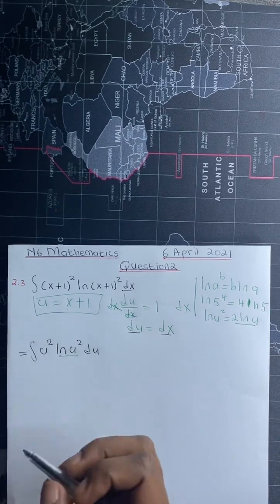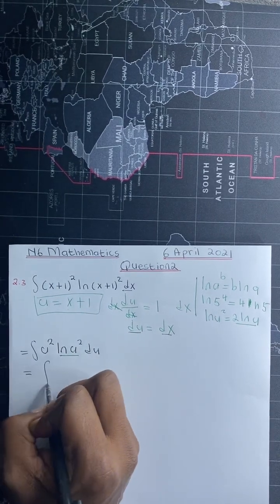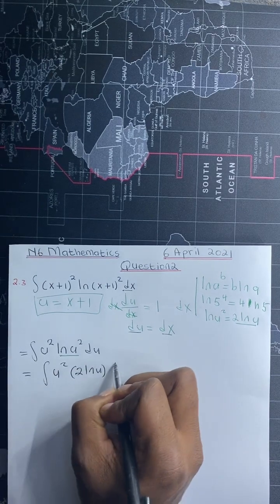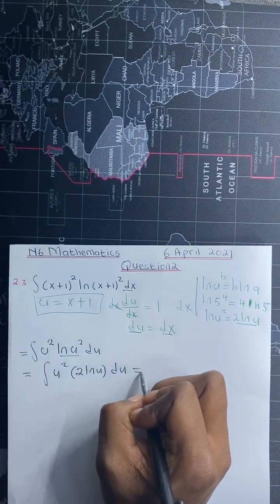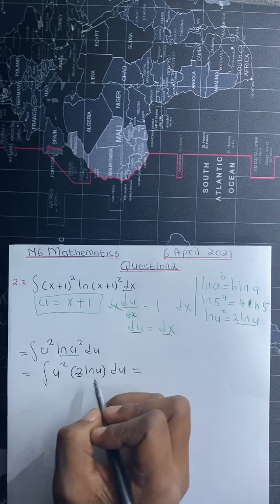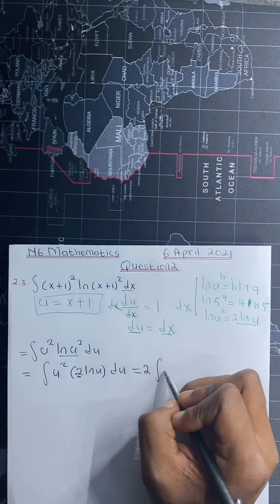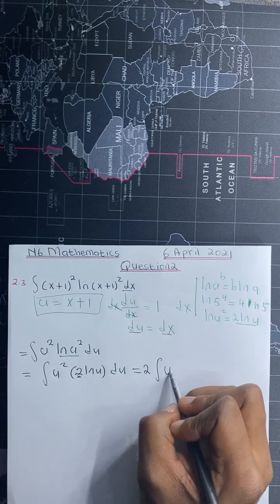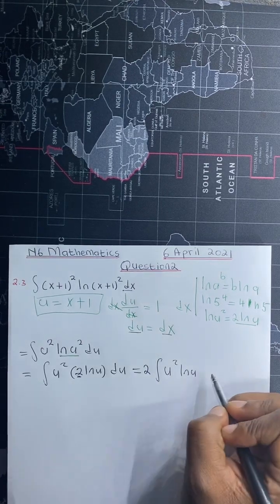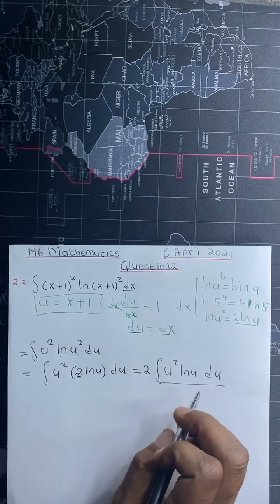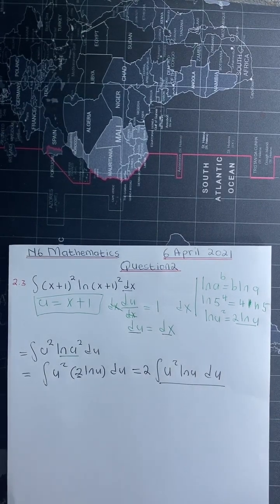So our integral will be equal to the integral of u squared times 2 ln u du, and this 2 is a constant. We can take it out of the integral for simplicity's sake, so that inside the integral we will have u squared ln u du. And to evaluate this integral we have to use integration by parts.